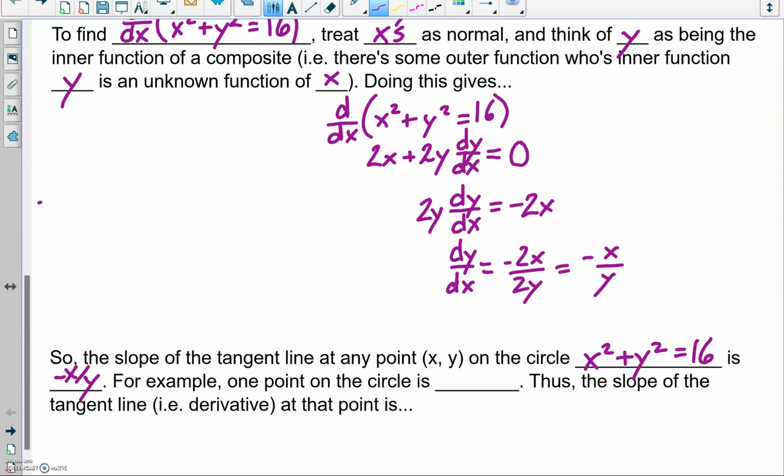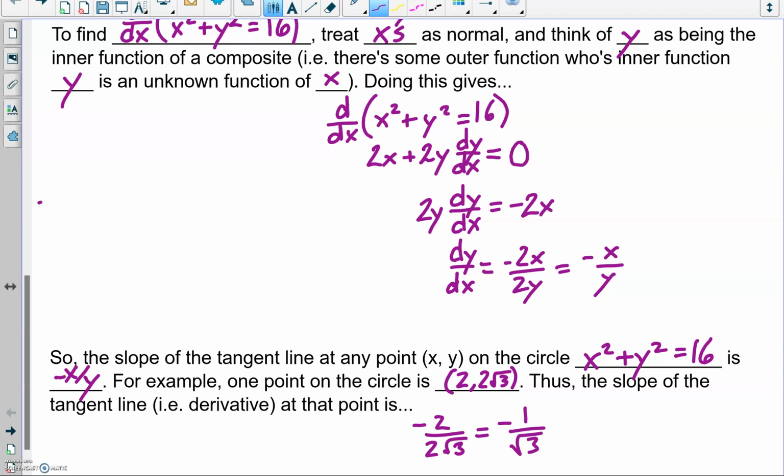So for example, one point on the circle is (2, 2 root 3). Thus the slope of the tangent line at that point is negative 2 over 2 root 3, the negative x over y. Oops, I want to write that as an x. And you get negative 1 over the square root of 3 is the slope at that point.